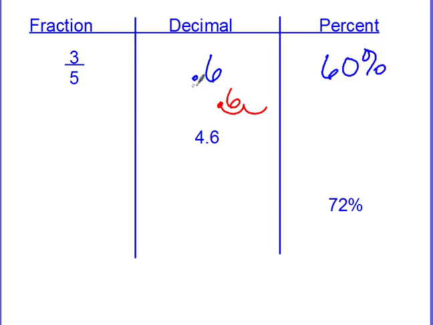Okay? Please do not move the decimal on the answer. Make sure you do it in another spot. Okay? 4.6. Okay, so we've got 4.6. So to change that to a percentage, I move the decimal 2 places to the right, add a percent sign, so this becomes 460%.